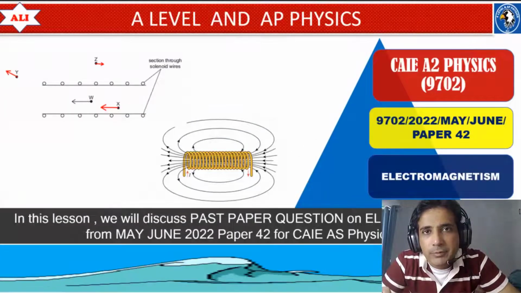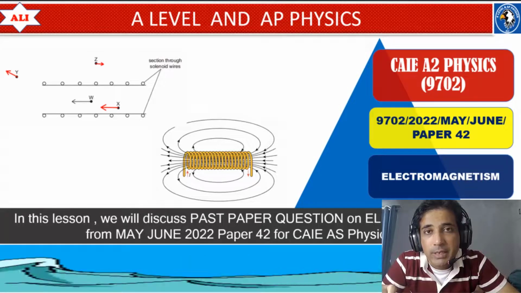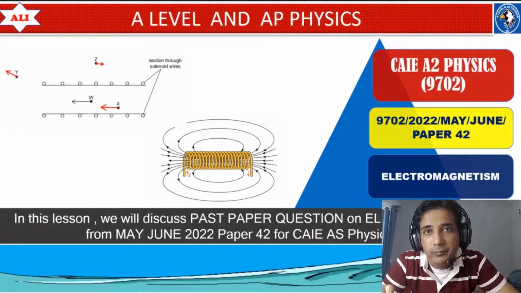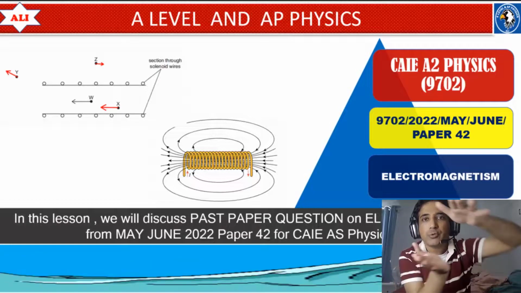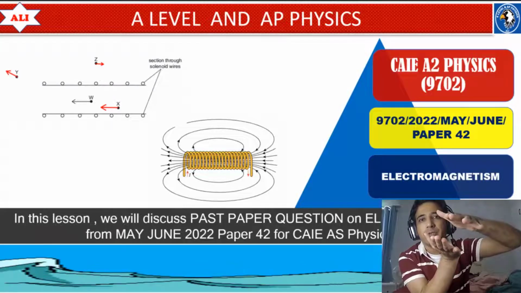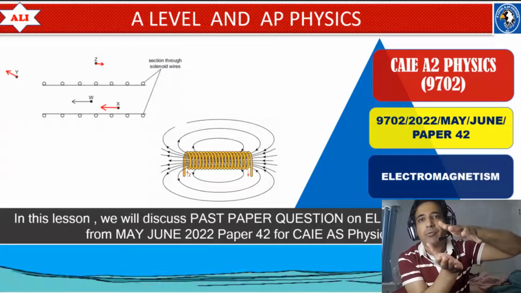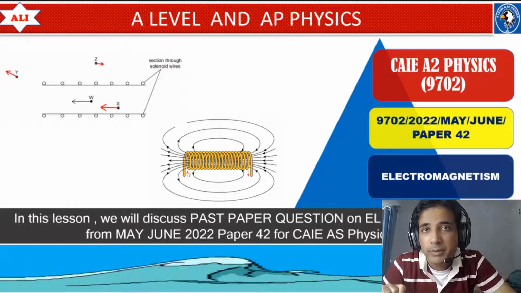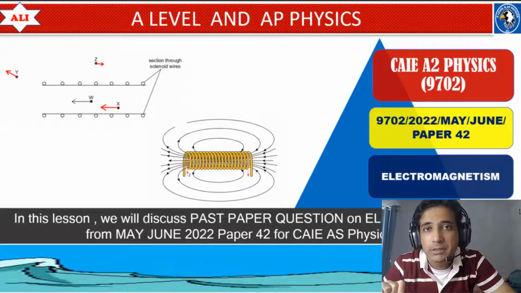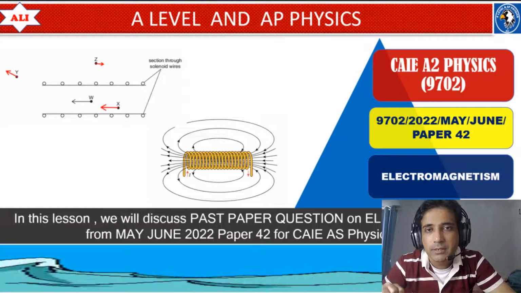Welcome to A-Level and AP Physics. In today's lesson, we will discuss a typical type of question on electromagnetism and magnetic fields from May June 2022, paper 4, variant 2. In this question, we will discuss forces between 2 wires. That means when 2 wires are placed parallel to each other, how they exert forces on each other. Are those forces attractive or repulsive? We will also discuss some other important points about electromagnetism and magnetic fields. Watch this video carefully and try to improve your conceptual understanding of these topics. Let's study together. Let's improve together.